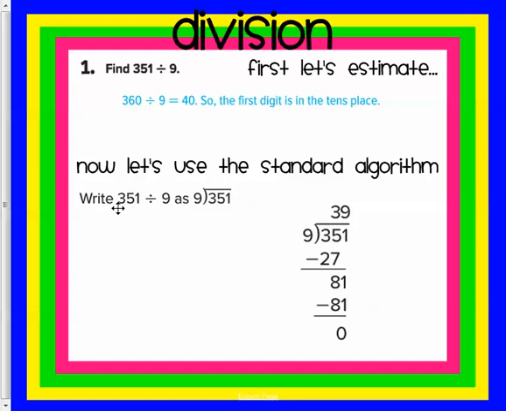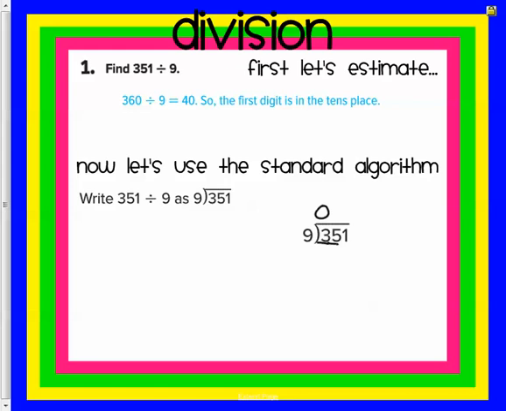We rewrite 351 divided by 9 like this. The 351 goes inside the division sign, and I'm dividing that number by 9, so that goes outside. Okay, so let's break it apart. I know I've already kind of showed you the answer, but let's look at it like this. Does 9 go into 3? We look at the first number. The answer is no, so we place a 0 here.